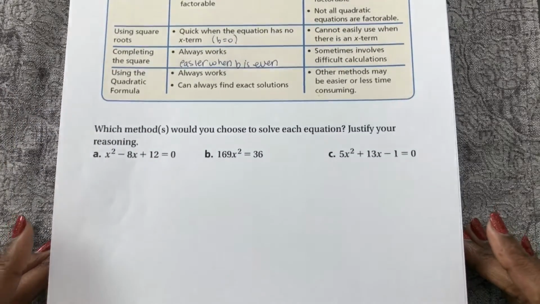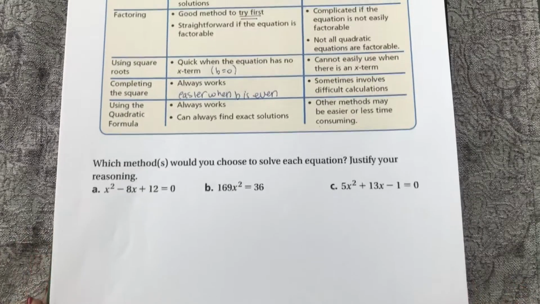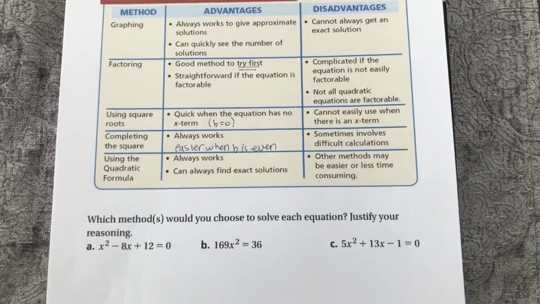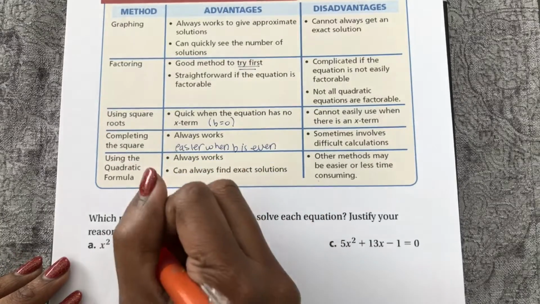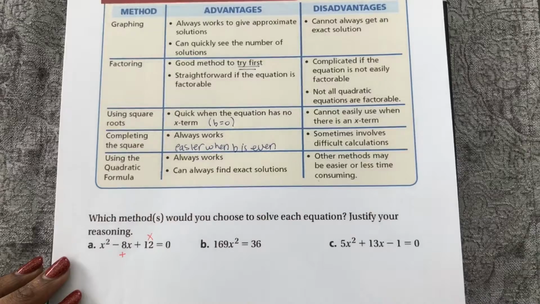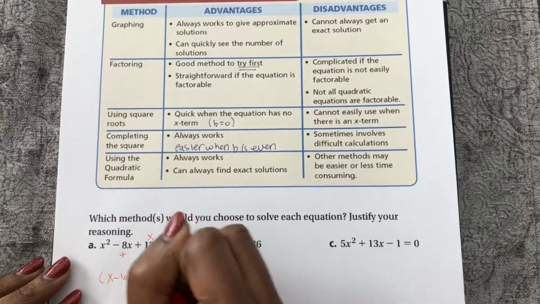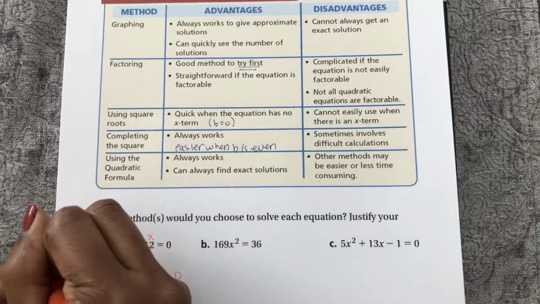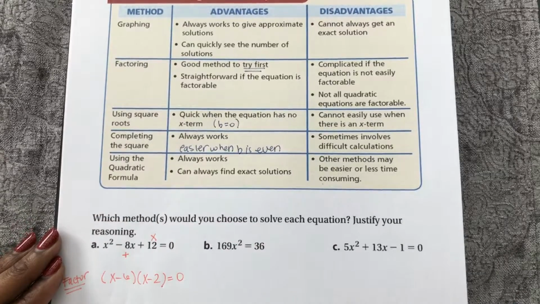So if I was looking at these three problems below, I'm going to determine which method or methods I would use and why. So first, looking at part A, I'm going to quickly see, can I factor? Two numbers that multiply to make 12 and add to make -8 are -6 and -2. So I would definitely solve by factoring as one method.